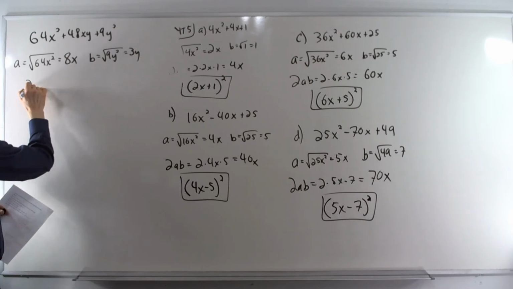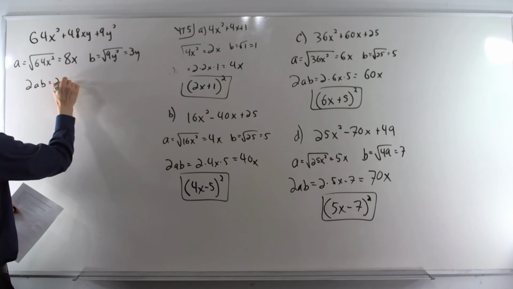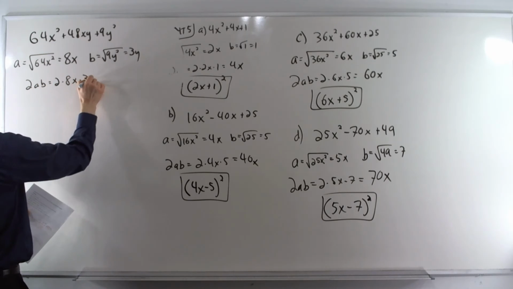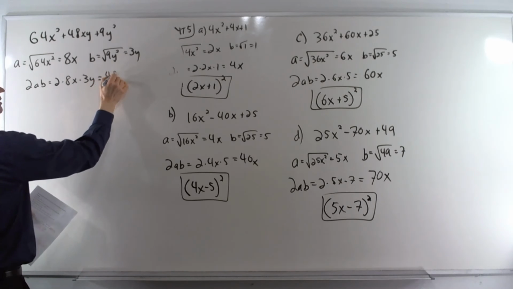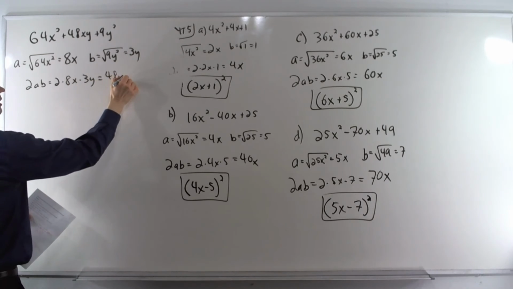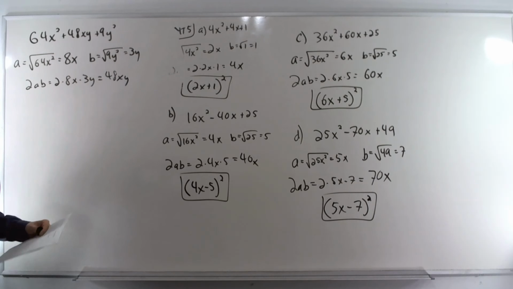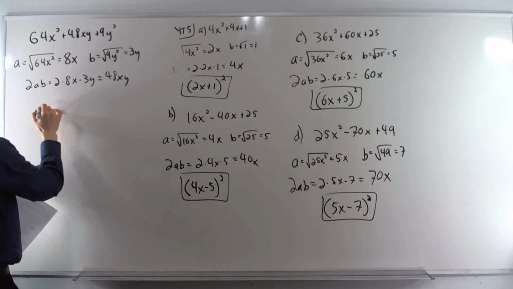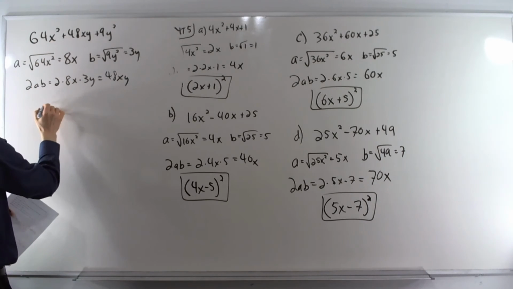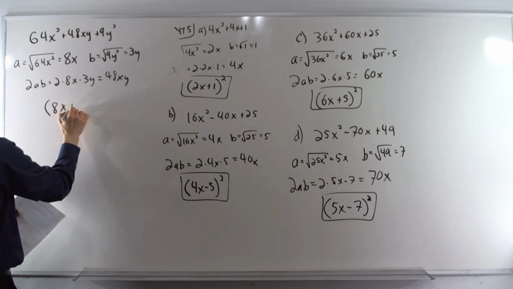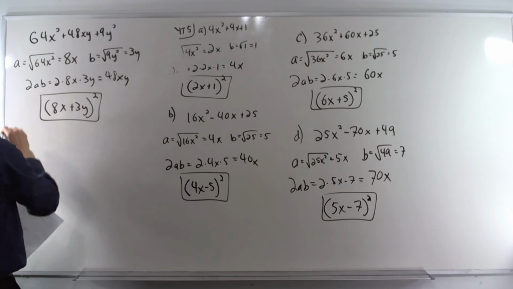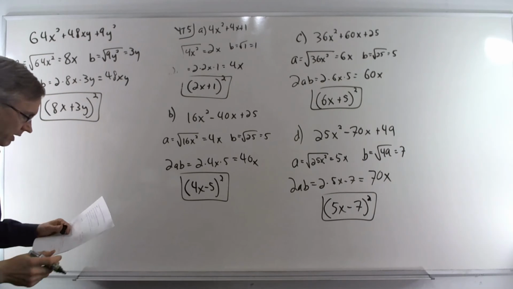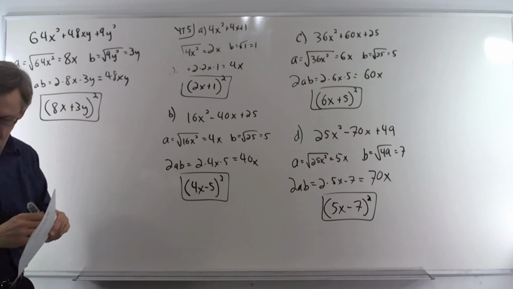Now let's check the middle term. 2ab is 2 times 8x times 3y. 8 times 3 is 24, times 2 is 48. And we have an x and a y. And that matches the middle term. So this is a perfect square trinomial. We have the positive version. So that'll be 8x plus 3y squared. And that brings us to your term number 6.